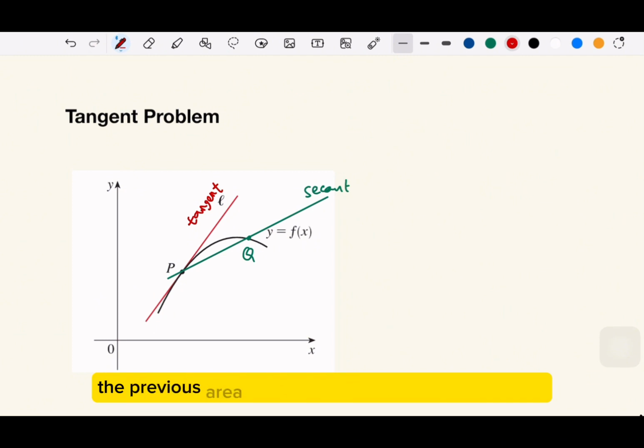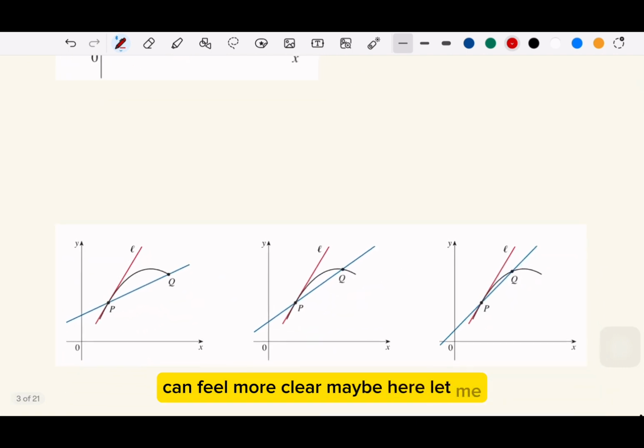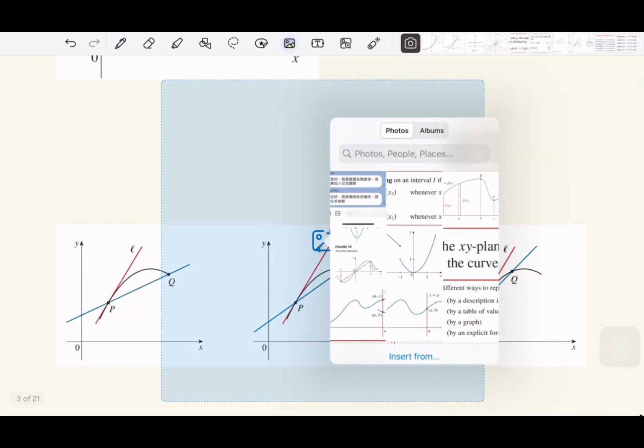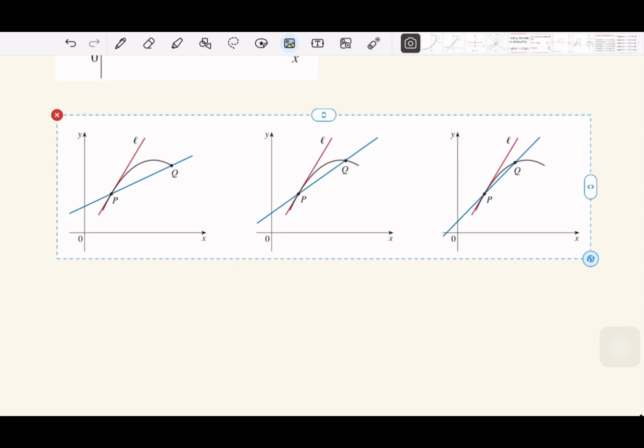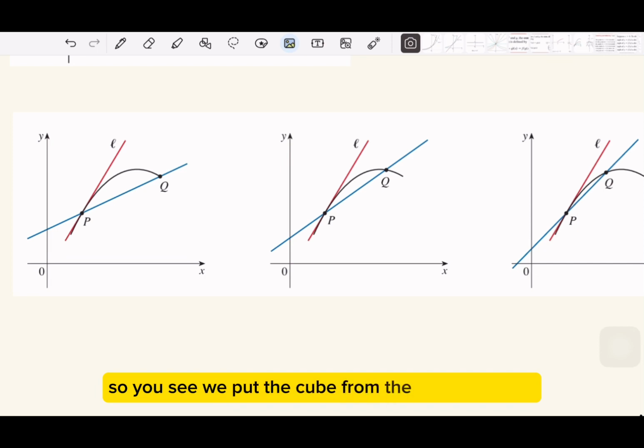The previous area problem is related to integration. This tangent problem will be related to the derivative. You can view it more clearly maybe here. So you see, we put Q from the last point here, and then it's getting closer and closer. Imagine if it's getting close to P, it's going to be very similar.